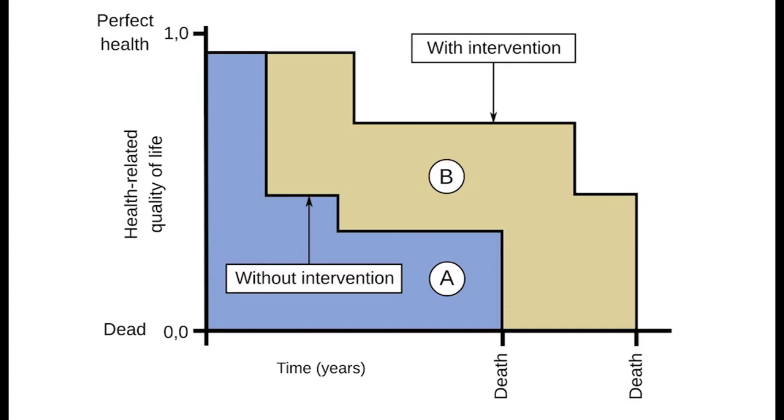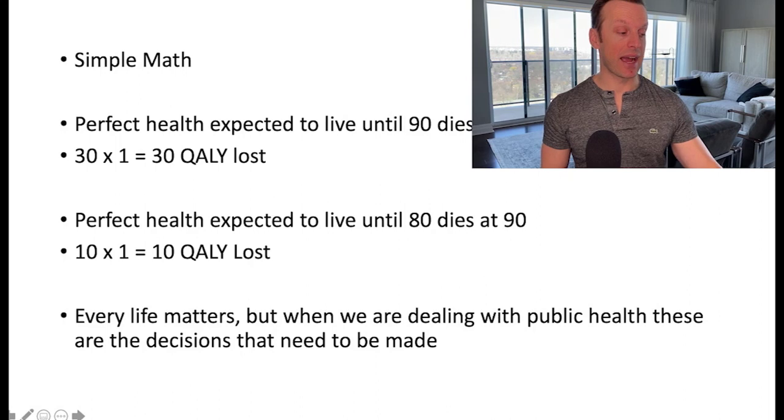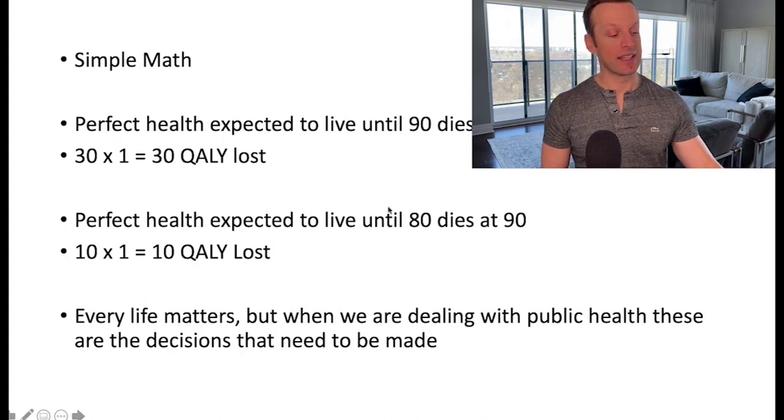So as an example, sometimes you could talk about situations where age can factor in on how it can impact quality. From an actuarial point of view, if someone's expected to live to 90, but they die at 60, that's 30 qualities lost. Whereas if someone is in perfect health, lives to the age of 80 but was also expected to die at 90, there's only 10 qualities lost.